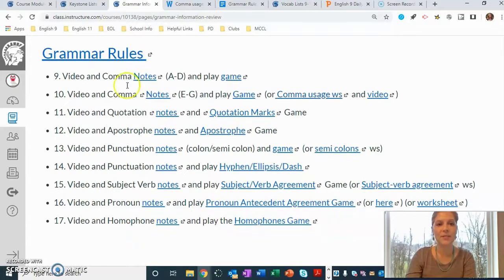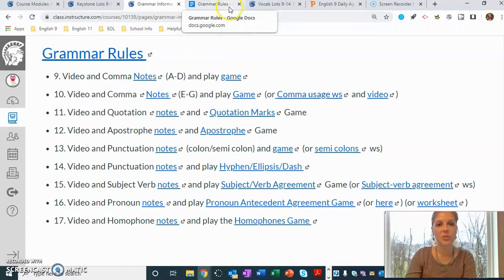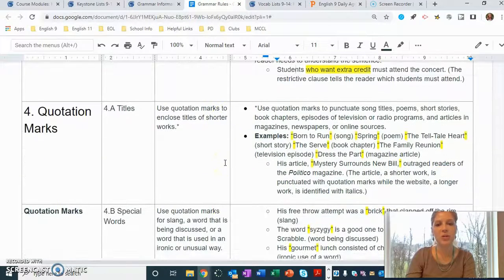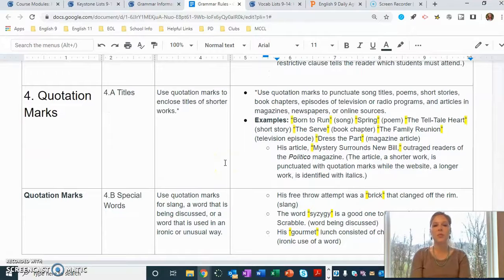Alright, up next we have quotation marks. So we've already done a lot of quotation marks in this class when we talked about quoting for literary analyses. When we talk about dialogue eventually, a lot of the rules are the same. First of all, titles of short works such as a song title, a poem, a short story, the chapter of a book, one episode of a TV show, an article, you put quotation marks around them.